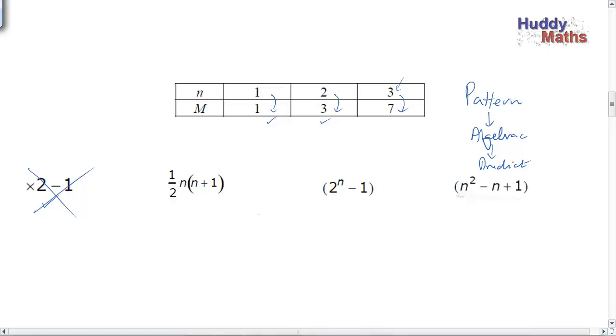See the process that we can use? Let's put n is 3 in here. This is a half of 3 times 3 plus 1 is 4, half of 12 is 6. No, that doesn't work. It's supposed to be 7. Is this one still in the ball game? Let's do it. 2 to the 3, take 1. That's 8, take 1 is 7. Oh, it works. So there's a rule that is still surviving.